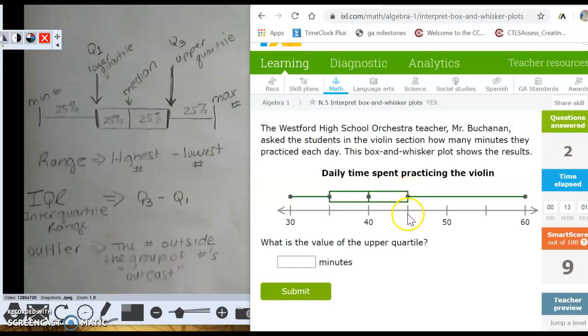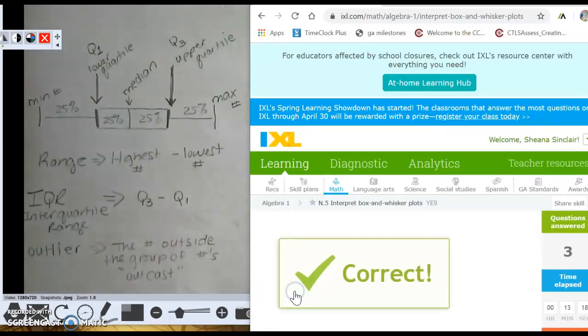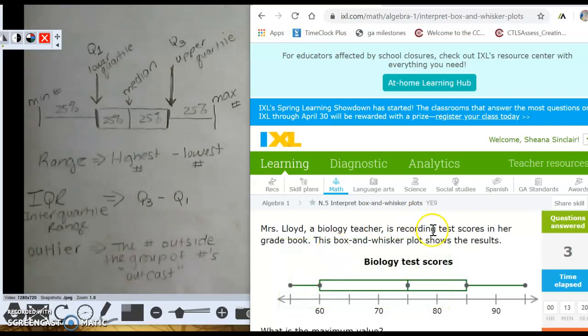So now we have to look at the scale and how they're counting. So it seems as if they're counting by 5. So if I were to check it, this would be 30, 35, 40, 45. So this line is actually represented by 45 minutes. So they were practicing for 45 minutes. Great.